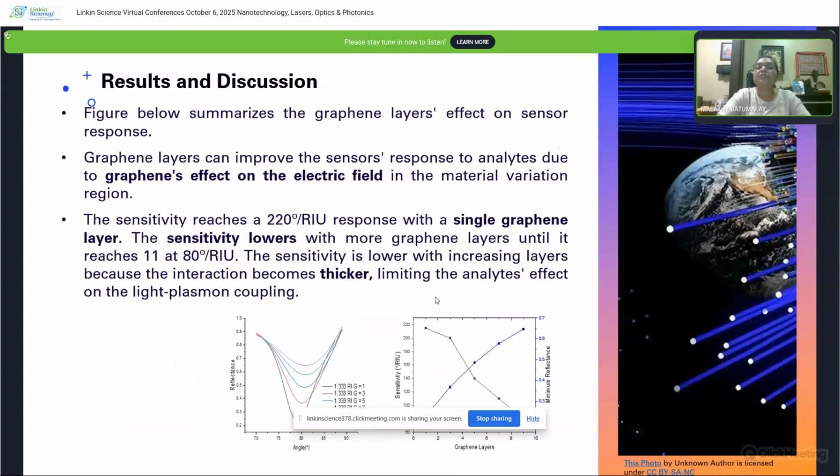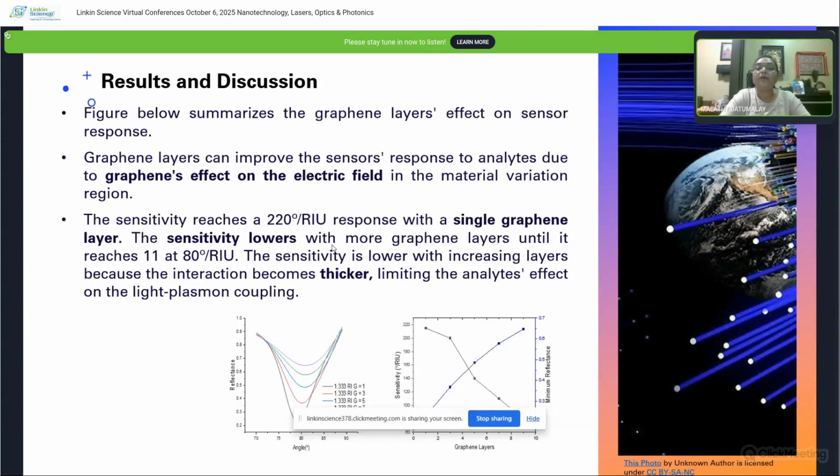The figure below summarizes the graphene layer's effect on the sensor response. As we are aware, graphene layers can improve the sensor's response to the analyte due to graphene's effect on the electric field in the material variation region. We observe the sensitivity reaches a 220 degrees per refractive index unit response with a single graphene layer.